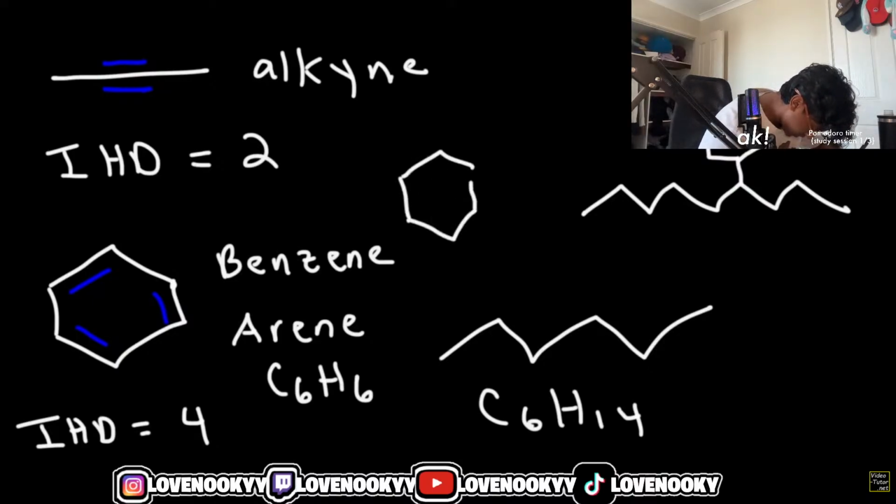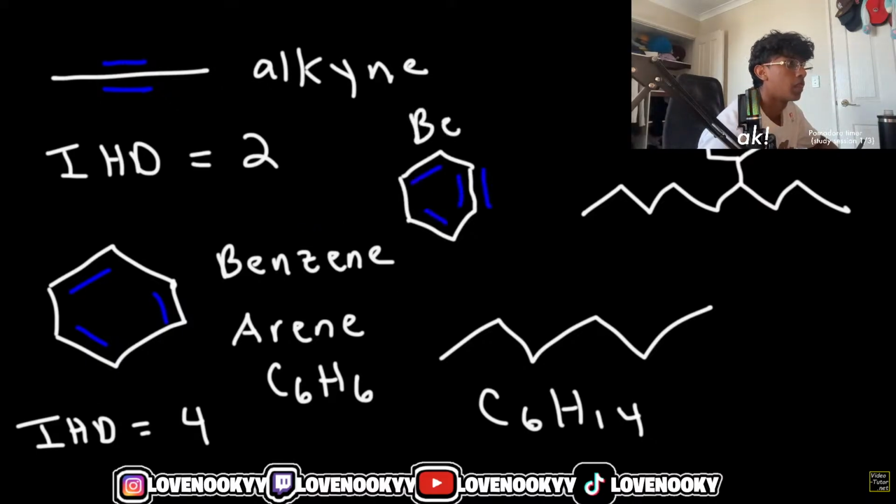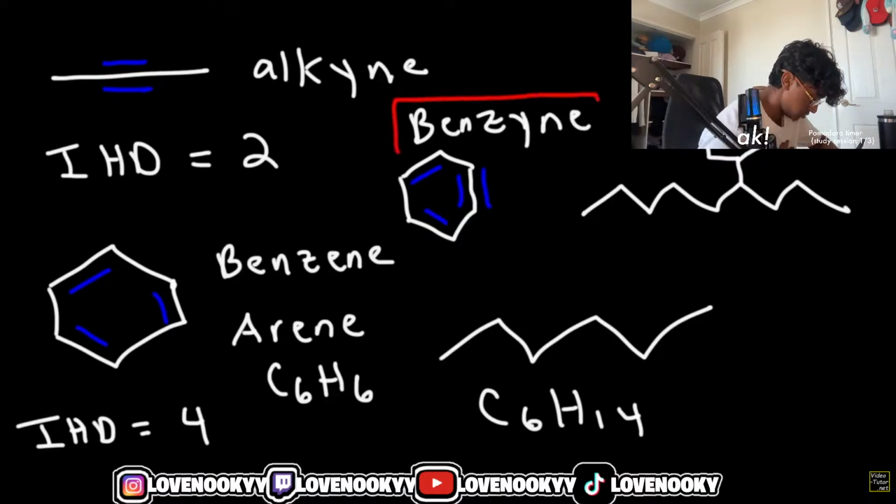In organic chemistry 2, you're going to learn about this intermediate. This is called the benzyne intermediate, and it's typically found in nucleophilic aromatic substitution reactions. So think of a benzene with an alkyne functional group inside of it. So it's called benzyne.